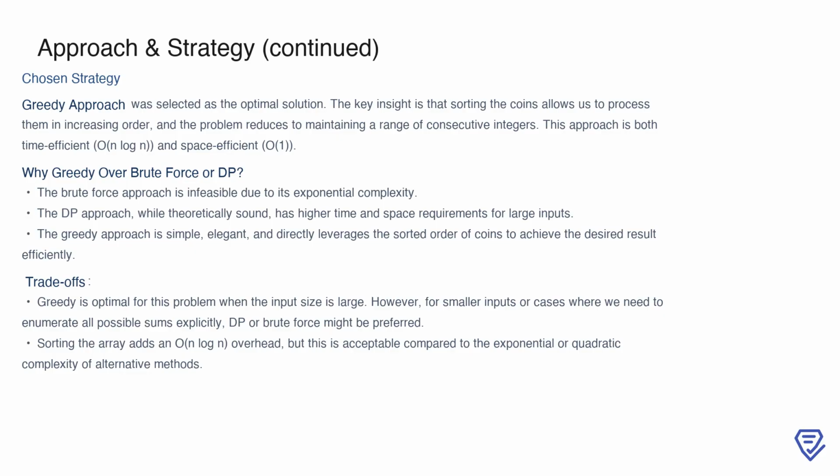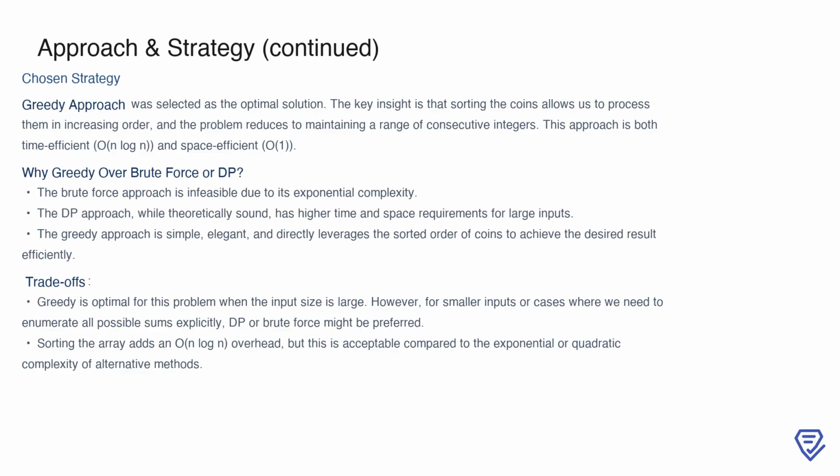The brute force method, with its exponential complexity, is infeasible for large inputs. While dynamic programming guarantees correctness, its higher time and space requirements make it less suitable for this problem. The greedy approach, on the other hand, is simple, elegant, and leverages the sorted order of coins to achieve the desired result efficiently. That said, there are trade-offs to consider.